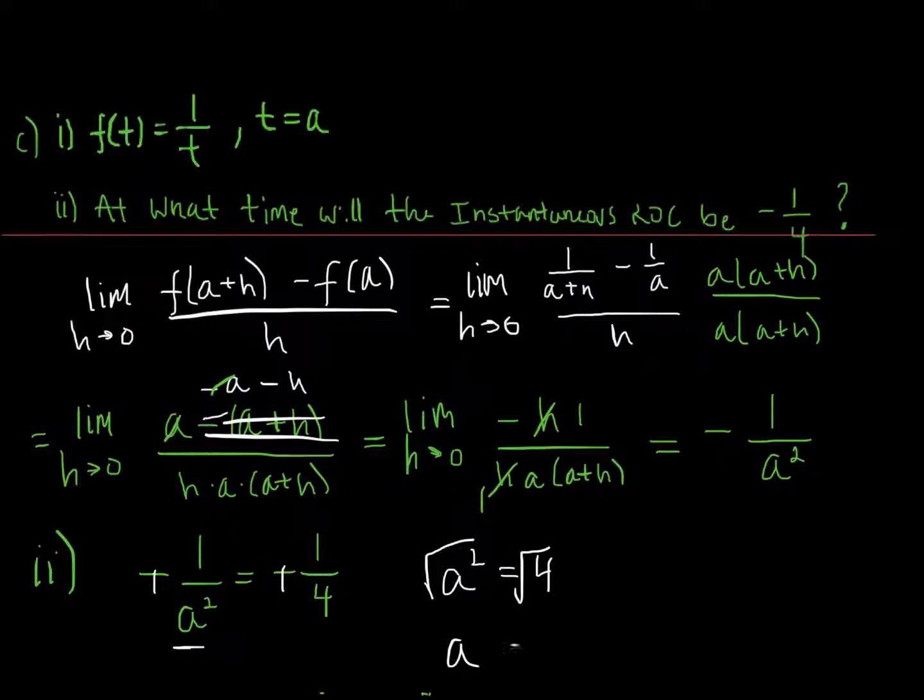And you'll have a equals, now this should be plus or minus 2, but we're using time here. This is time, so we only like to think of positive time, so a is equal to 2 seconds. So 2 seconds into your journey, your instantaneous rate of change will be negative 1/4, and you could try that, right? Plug in 2 here, 1 over 2 squared, 1 over 4, negative 1/4.